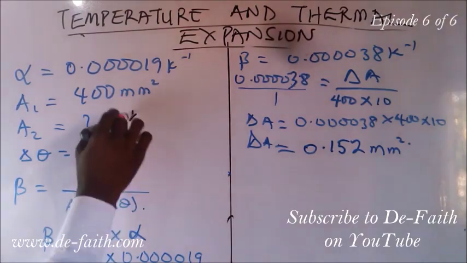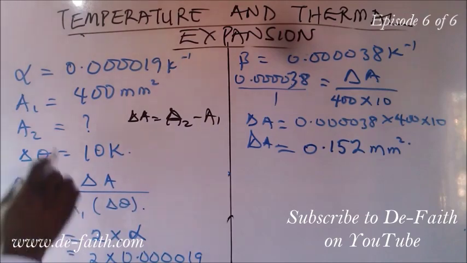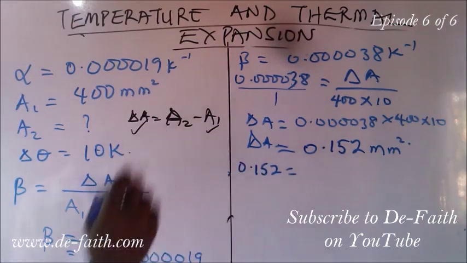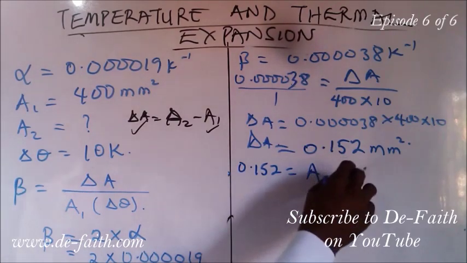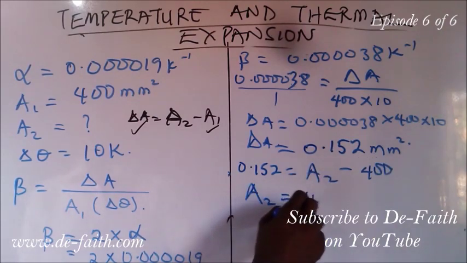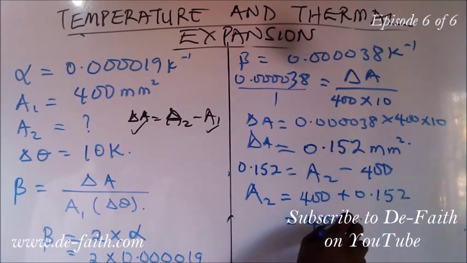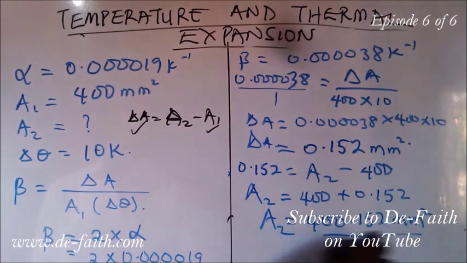Now we should take note that change in area is equal to A2 minus A1, and we are looking for A2. So we know our change in area, we know our original area, and so the change in area, which is this, is equal to the new area minus the original area, which is 400. Making A2 the subject, we have 400 plus 0.152, so we have 400.152 millimeter squared as the new area.